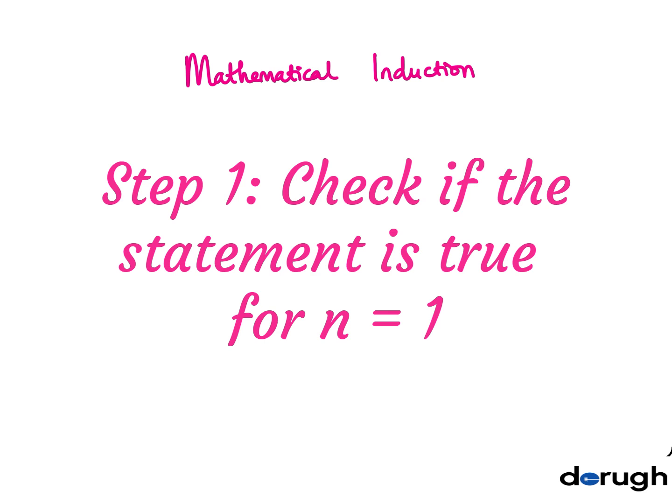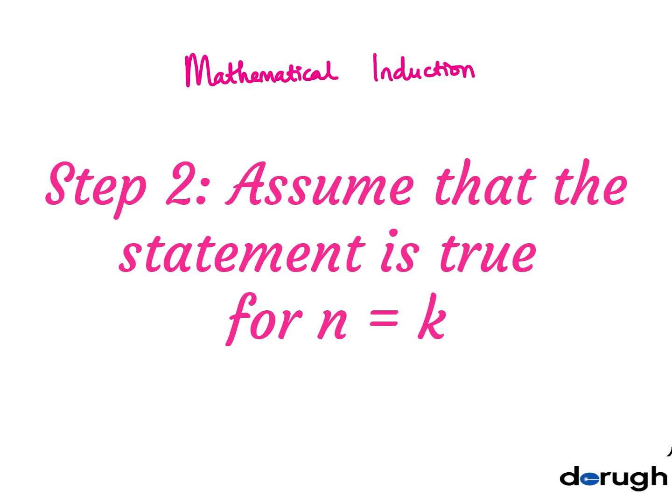The second step requires us to assume that the statement holds true for n equals k, where k is any natural number. Why do we make this assumption? We make this assumption so that we can move to step 3.